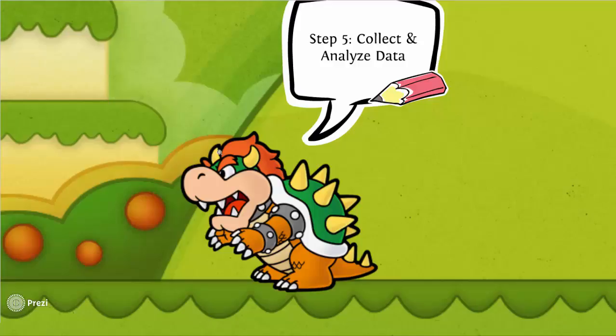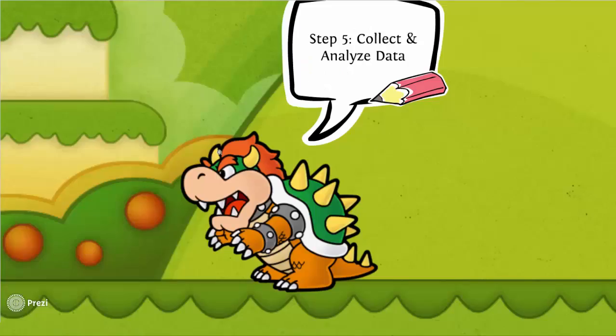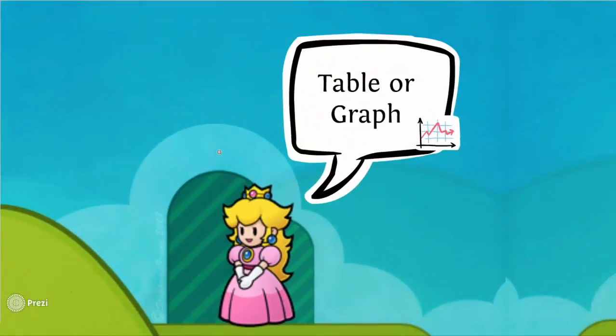All right, step 5 is to collect and analyze the data. What are you going to do? Collect and analyze the data. When we analyze data, it is presented in tables or charts. Go ahead and write the 5th step now. Collect and analyze data. Great job.